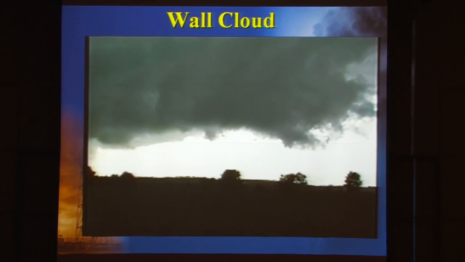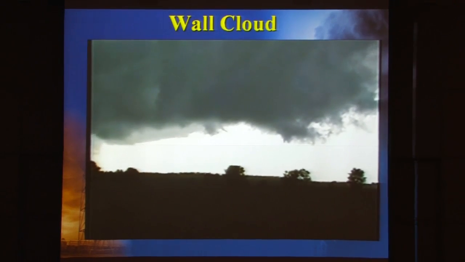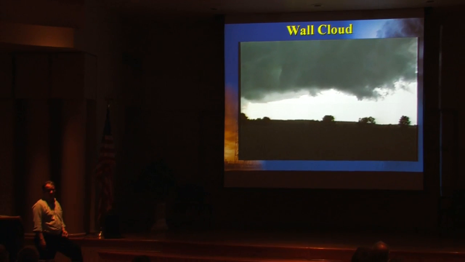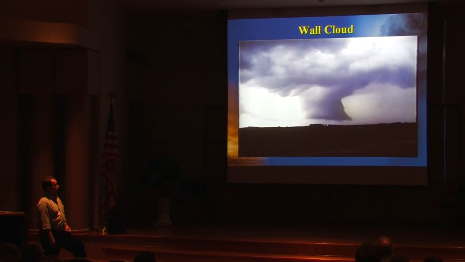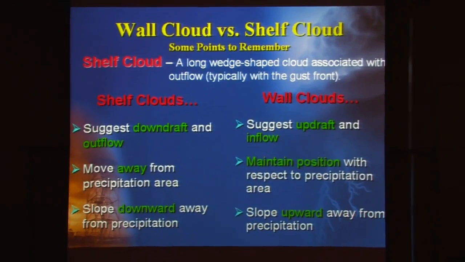So this is probably a little bit more typical of what you're going to see out there. So that rotation may be hard to view until that storm is getting close to its tornado stage, if it ever even in fact makes it to that point. That one there you can see quite easily the upward motion that was occurring within that wall cloud.